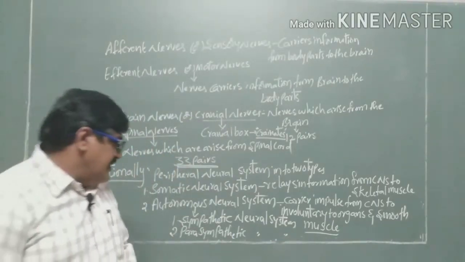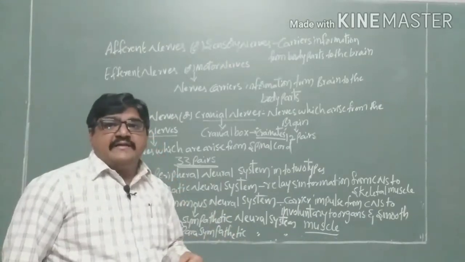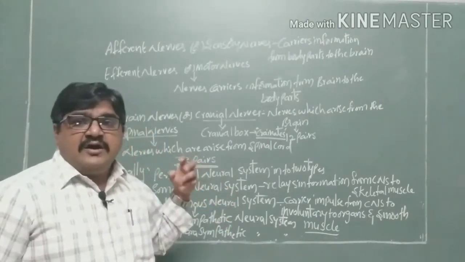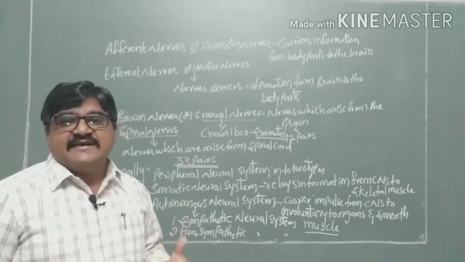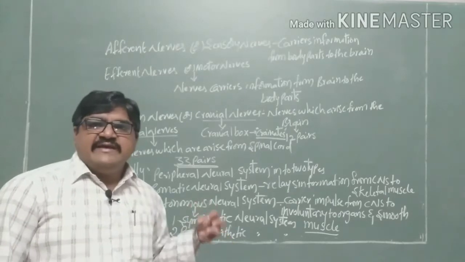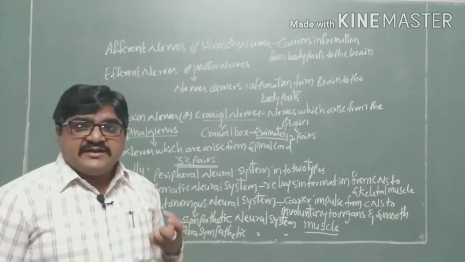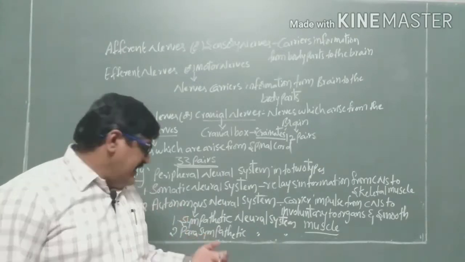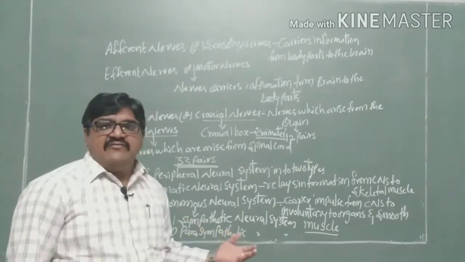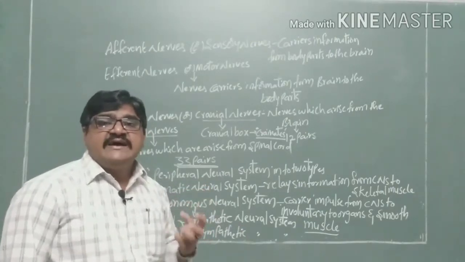Here the sympathetic and parasympathetic systems work alternately. That means they have opposite functions. For example, the sympathetic nervous system will increase the heartbeat, and the parasympathetic will help decrease the heartbeat. So they are opposite in direction.